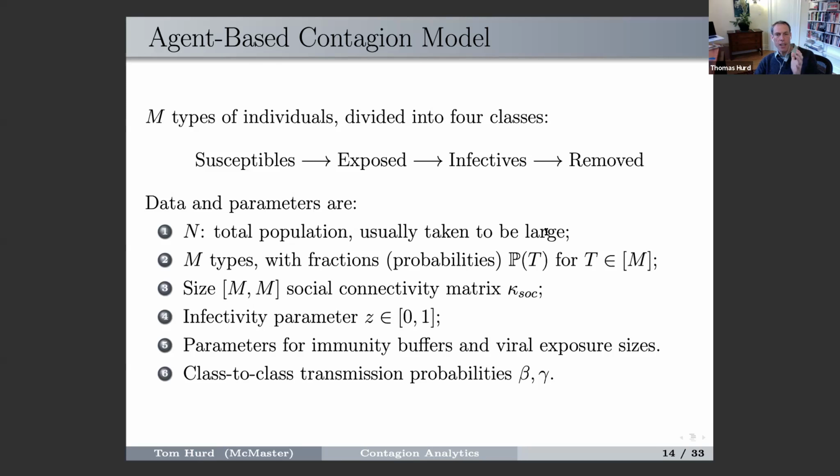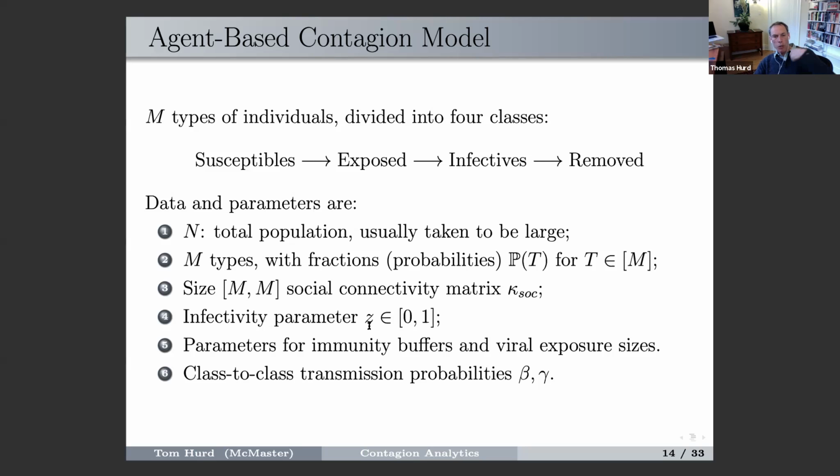So that we have something concrete, I'll tell you what the parameters are in my agent-based model. There's N, the total population. There's capital M, the number of types. And we endow these probabilistically, so we know the fraction of the population that's in each type. Then a very important ingredient is the social connectivity matrix. It says that maybe 60-year-olds tend to meet 50-year-olds for an hour a day. There's a lot of research worldwide on social connectivity, and for us it boils down to an M by M matrix.